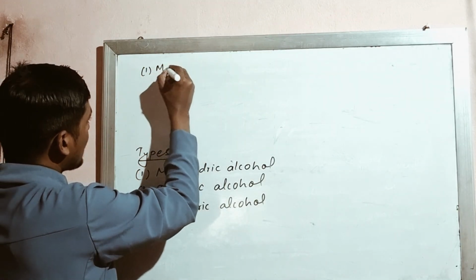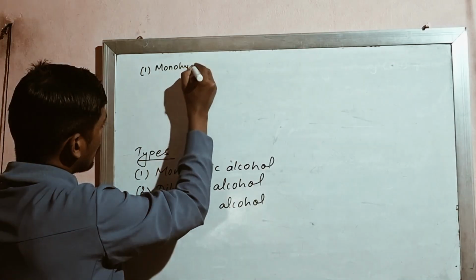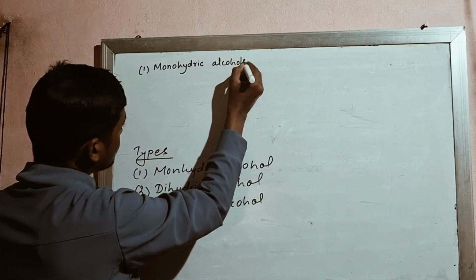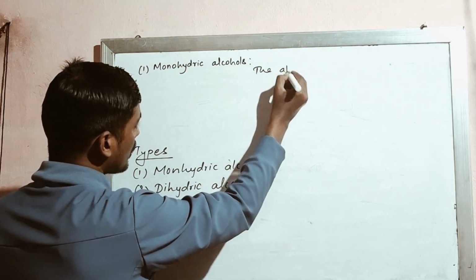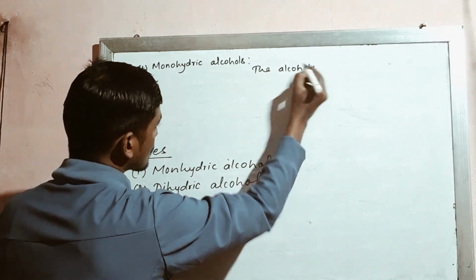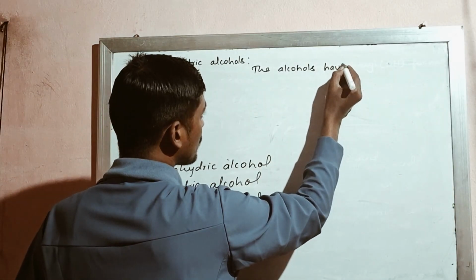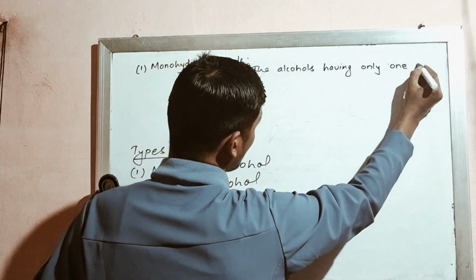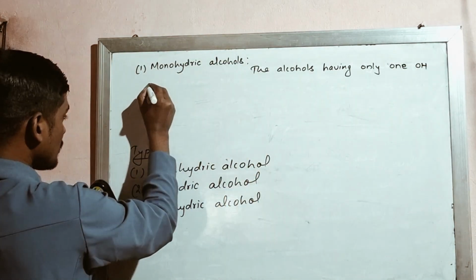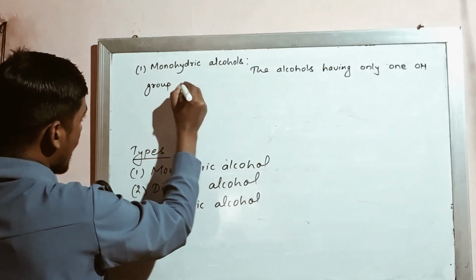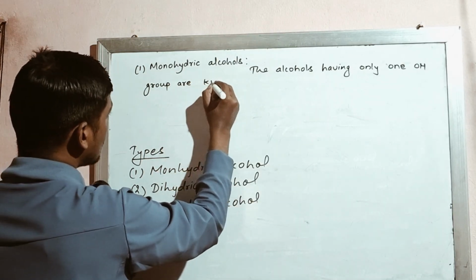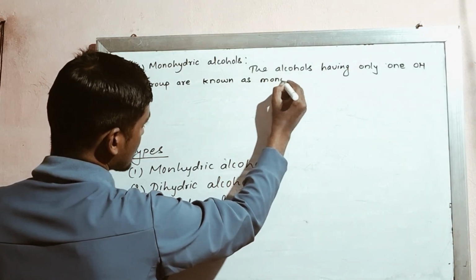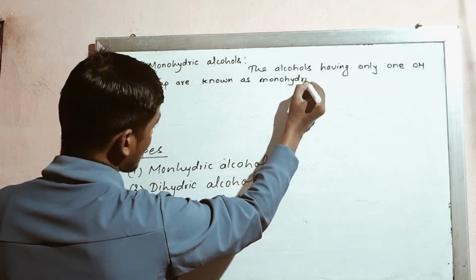Number one, monohydric alcohols. The alcohols having only one OH group are known as monohydric alcohols.